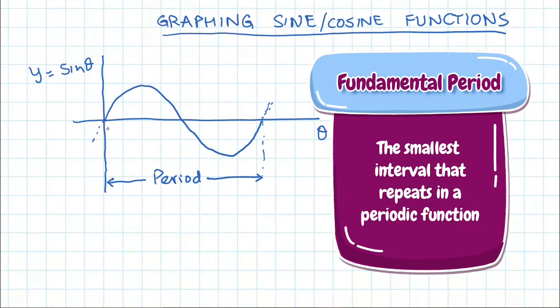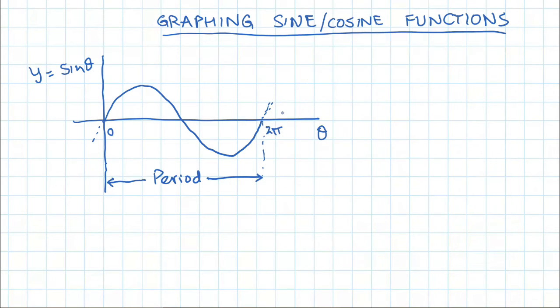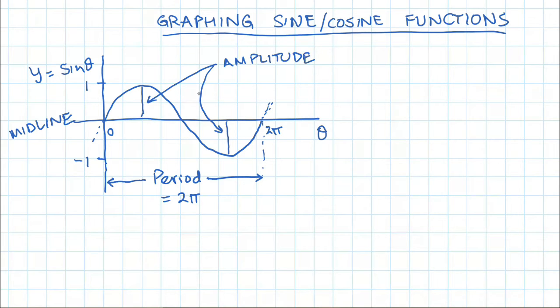And we saw that this was 0 to 2 pi, right? So the period was 2 pi. And that's the maximum value, 1. This is the minimum value, -1. And this is called the midline. And the maximum distance from the midline, either way, that's the amplitude, right? Which is 1 for just the sine function.